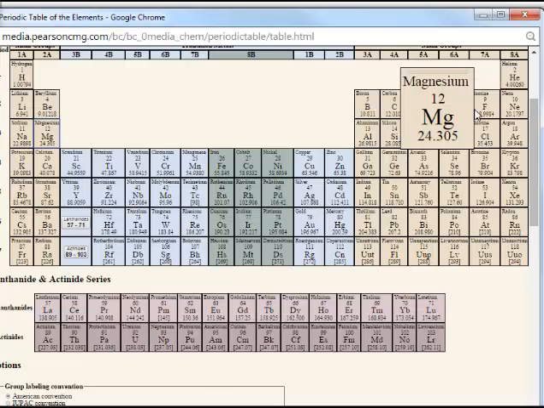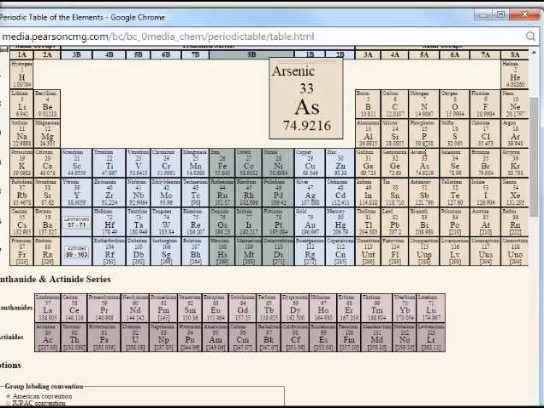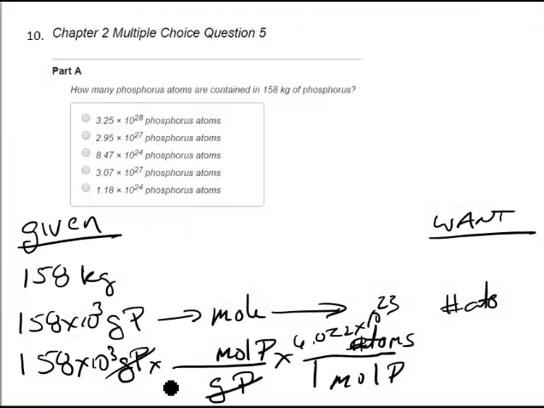So we do that. We find phosphorus is in here somewhere. So phosphorus is 30.974 for 1. And then when I do that, my answer comes out to be 3.07 times 10 to the 27th atoms of phosphorus. So there we go, right there. And that's it for problem 10.